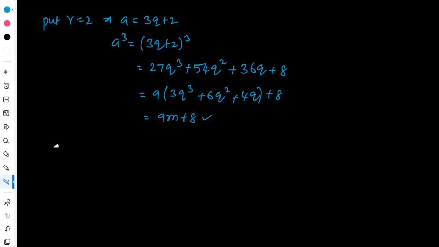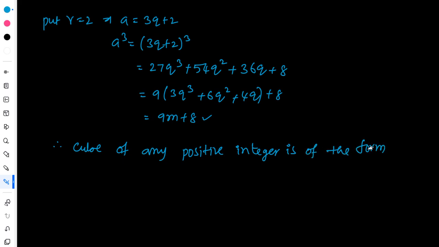Therefore the cube of any positive integer is always of the form 9m, 9m plus 1 or 9m plus 8. Okay, so where we have 3 we should take 3 common, and here where we have 9 we should take 9 common.